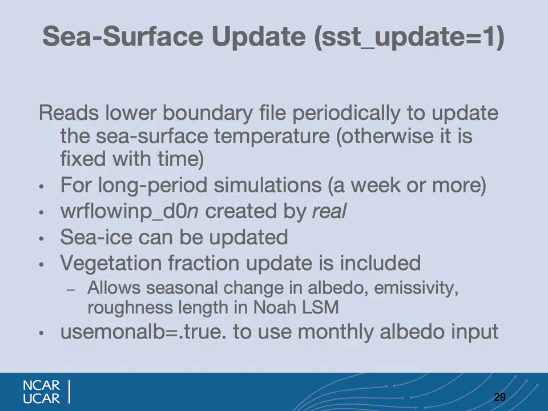The vegetation fraction is also read in during that because it's a monthly data set that also changes slowly. And when you're running Noah, the vegetation fraction will allow seasonal changes in the albedo, emissivity, and roughness length because those are scaled according to the vegetation fraction. Another way of changing albedo during long simulations, or even to set the initial albedo, is to use a monthly albedo input file, which is directly from satellite data. As opposed to having albedo as a function of land use, you can have this satellite-based one, and that's this usemonalb equals true switch. The satellite monthly albedo then can also be updated with that switch during a long run.